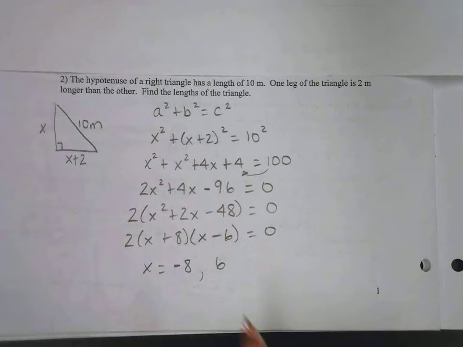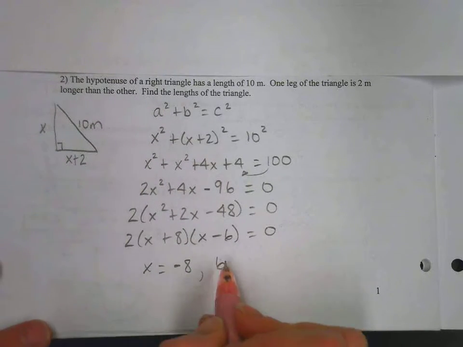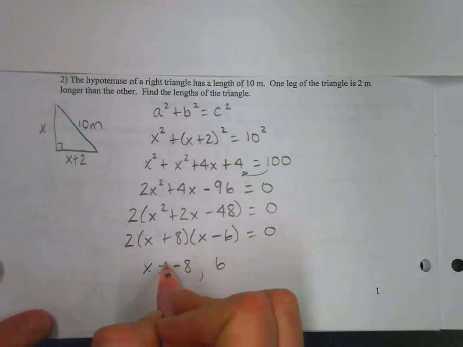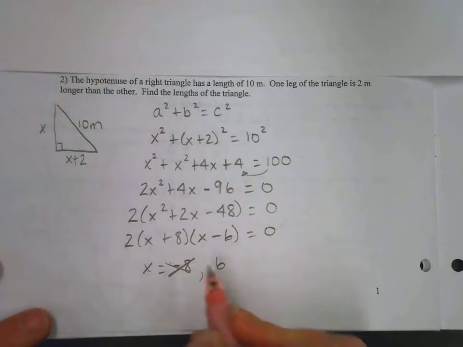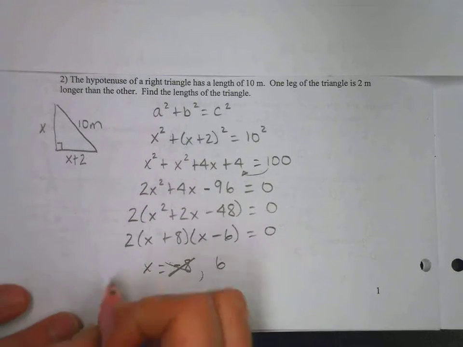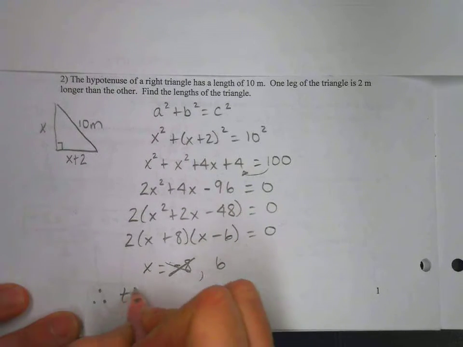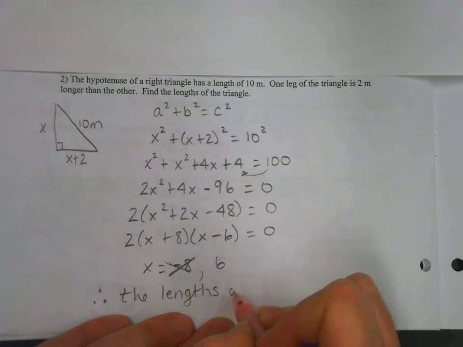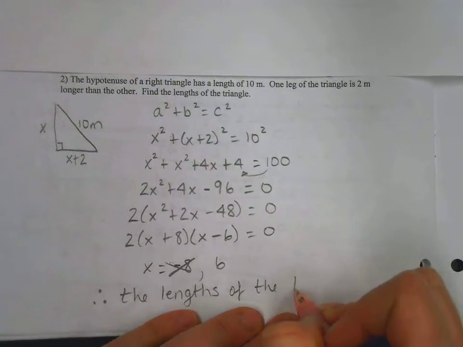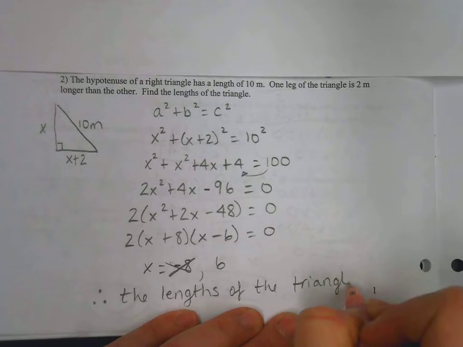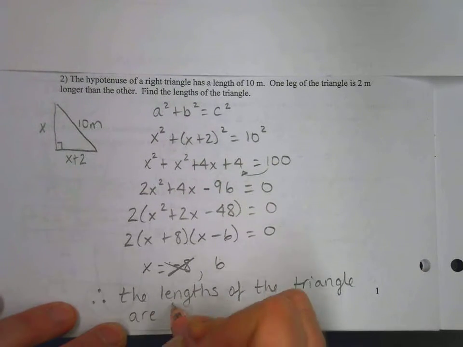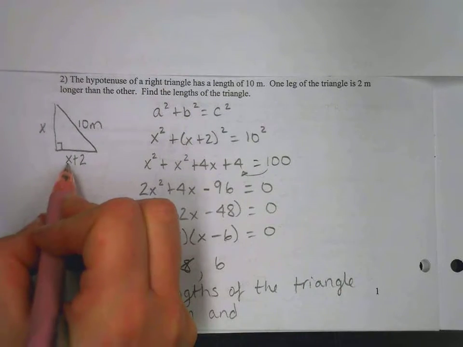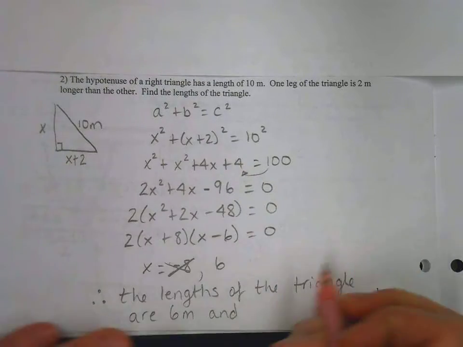All right, so thinking about what x represents in the question, well, x represents the length of this leg of the triangle. So obviously we can't have negative length, so I'm going to discard this answer. And therefore the lengths of the triangle are 6 meters, and then if I substitute 6 into here, 6 plus 2 would be 8 meters.